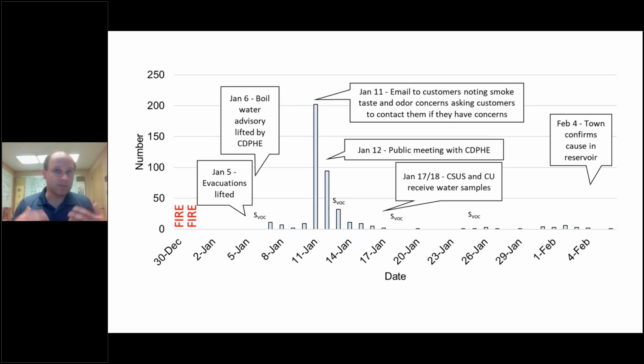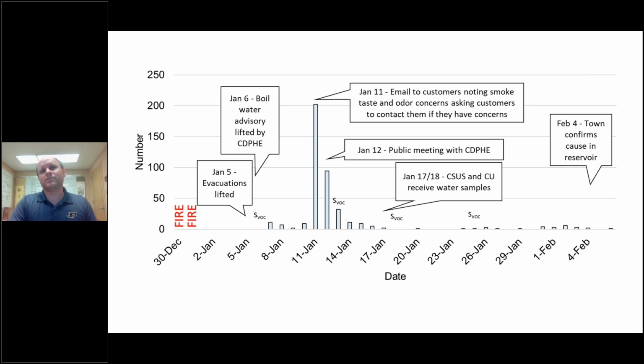The small water systems don't have the bandwidth, they don't have the people, and sometimes the people have homes and other things that are impacted that they can't do their jobs because they're doing these other things that are critical for recovery. And so they had these odor complaints.